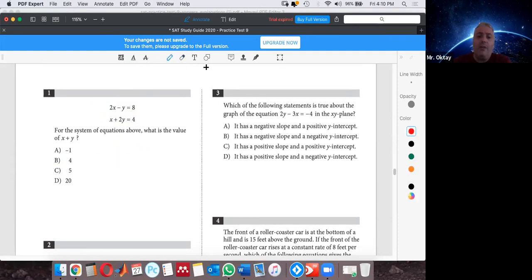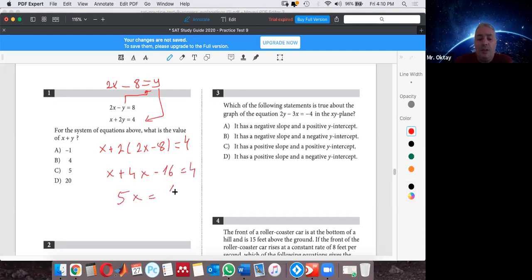Whenever we have this kind of question, there are lots of ways. One of them is substitution. So you can say that 2x minus 8 is y, and then take this y, put it here. x plus 2 times 2x minus 8 is equal to 4. So x plus 4x minus 16 is equal to 4. 5x is equal to 16 plus 4. 5x is equal to 20. x equals 4. But this is a little bit long.